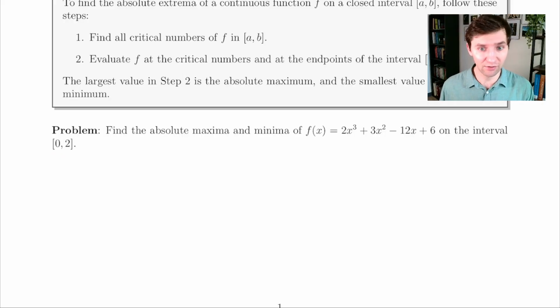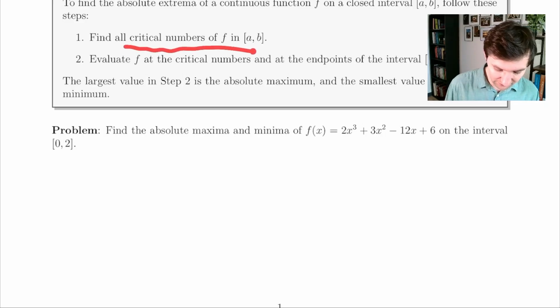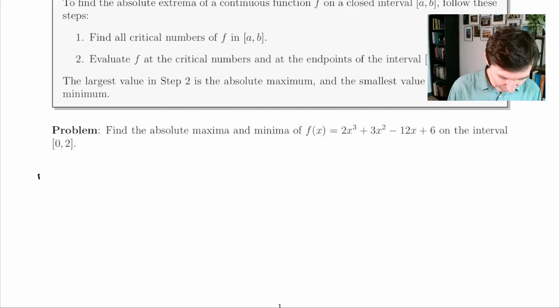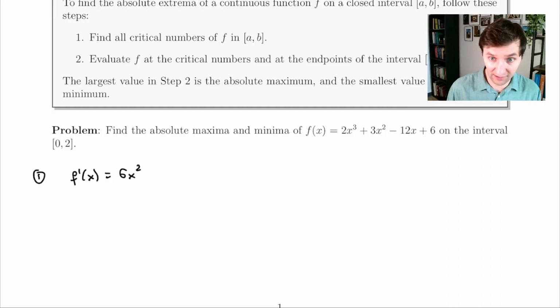By the closed interval method, I know that those absolute extrema will occur either at the endpoint of the interval or at a critical number inside of the interval. Let us first find all critical numbers of this function inside of the interval from 0 to 2. To find critical numbers, first I find the derivative. I use the power rule and I get 6x squared plus 6x minus 12.